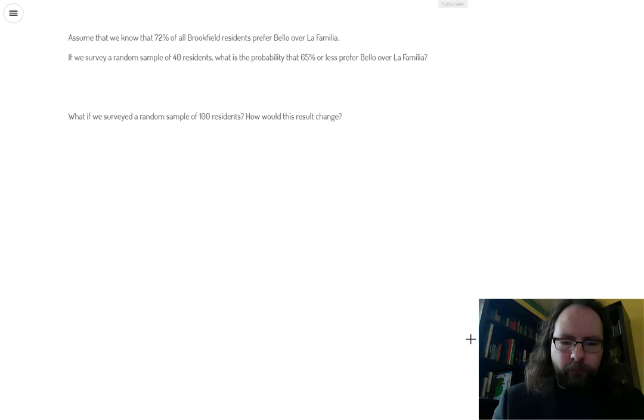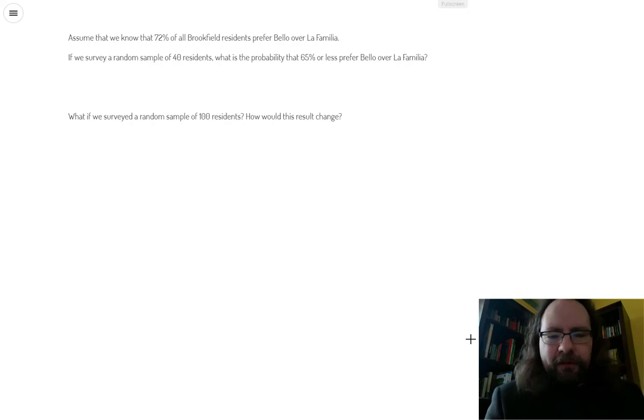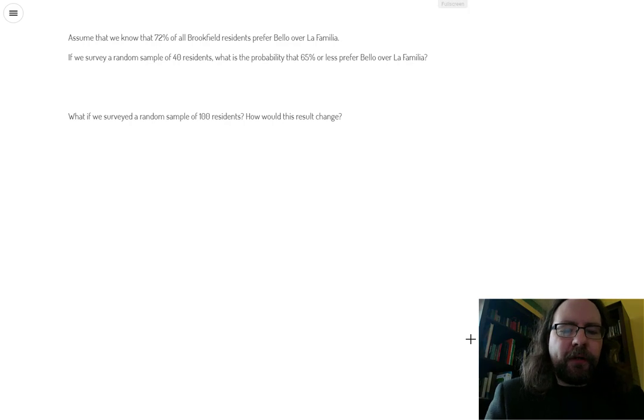So let's actually use this idea to answer a hypothetical question. Let's say that we know that 72% of all Brookfield residents prefer Bello over La Familia. Again, we're given that mystical information, and I have no idea if that's actually true. I just made that up. So if we survey a random sample of 40 residents, what is the probability that 65% or less prefer Bello over La Familia? So we're going to use our sampling distribution for a proportion in order to answer this question.